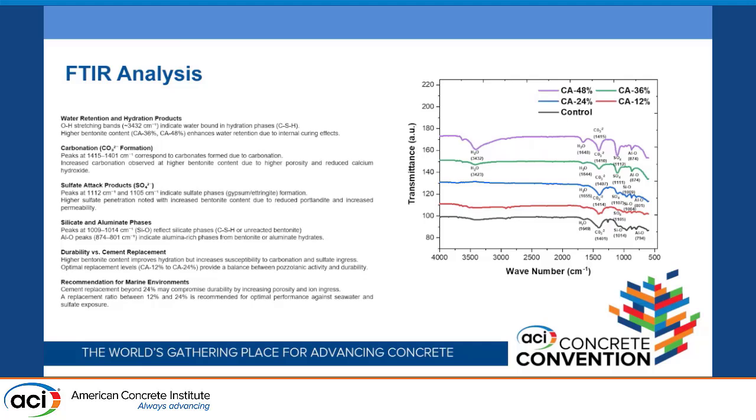FTIR analysis results also confirm our assumption that as the content of bentonite clay and other sea-based materials increased above 24%, there were phases of sulfate ions, especially in 36% and 48% replacement. We also noticed silicate and aluminate phases in the concrete samples, which could be mainly from the unreacted bentonite clay.